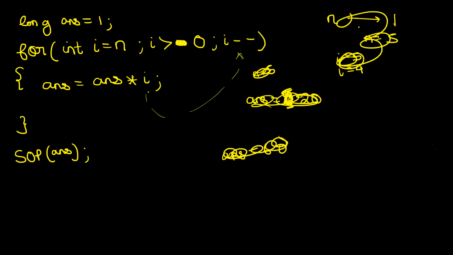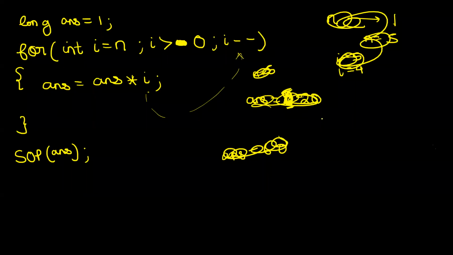Wait. See, I will draw a table to make you guys understand. I'll draw a table, so that will maybe make more sense. So the initial value of i will be 5. i starts with the value 5. Okay, 5 is greater than 0, so you will enter.